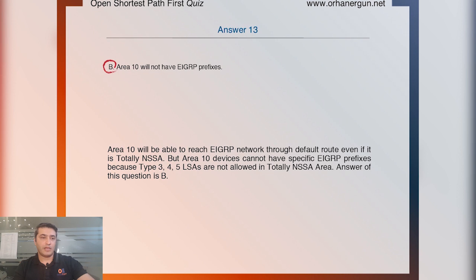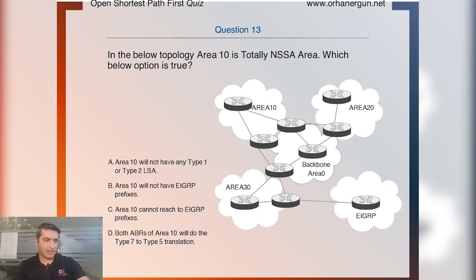Why? Normally, EIGRP prefixes into area 30 will be seen as type 7. And then the ABR of area 30 will translate type 7, so EIGRP prefixes, into type 5 and send them everywhere. But what we said, area 10 is totally NSSA, which means there is no type 5 LSA, there is no 4, there is no 3. So EIGRP prefixes will not be seen. B is correct. Let's have a look at the C and D as well.